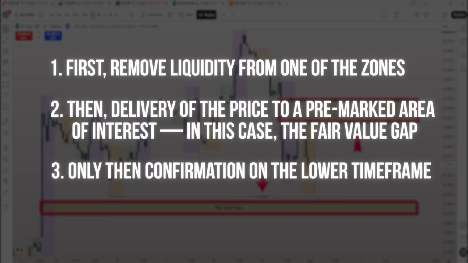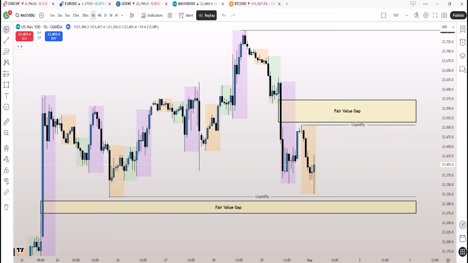The logic is the same in New York, except that the liquidity of the London session is also added to the mix. Remember, not every session has to result in a trade, but if the price enters the zone of interest, removes liquidity, and provides confirmation, that is the moment when the algorithm gives an entry point.